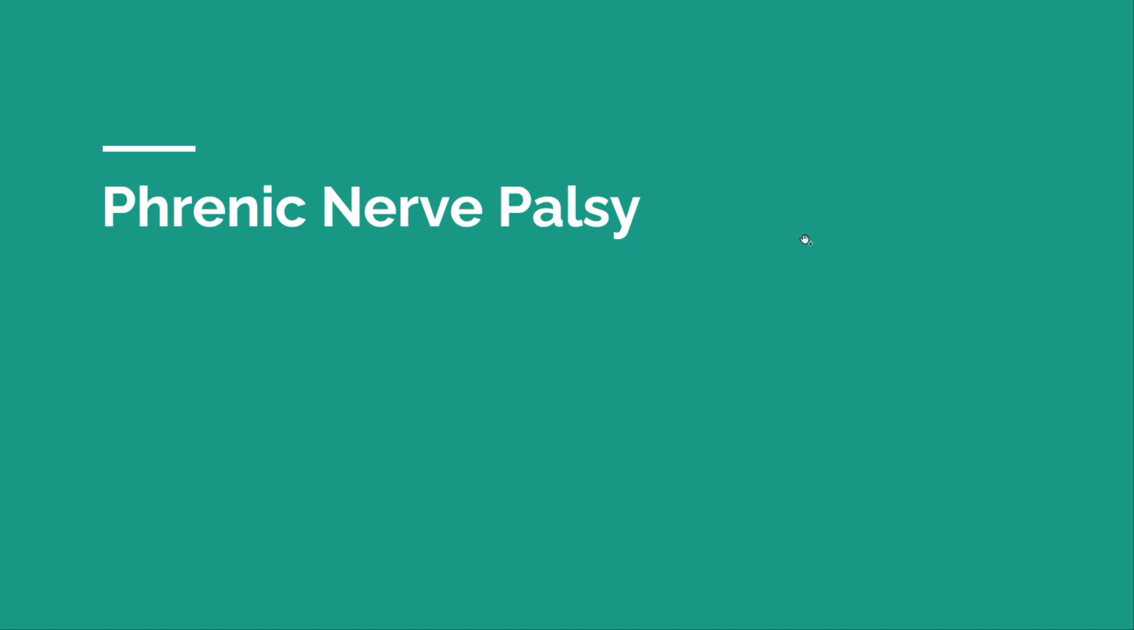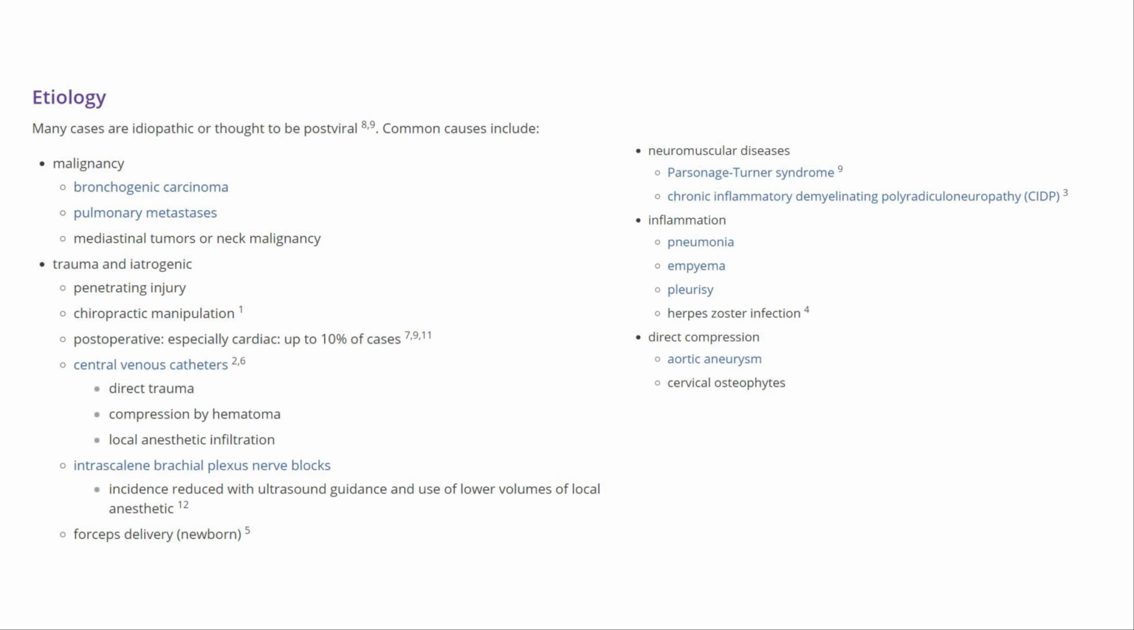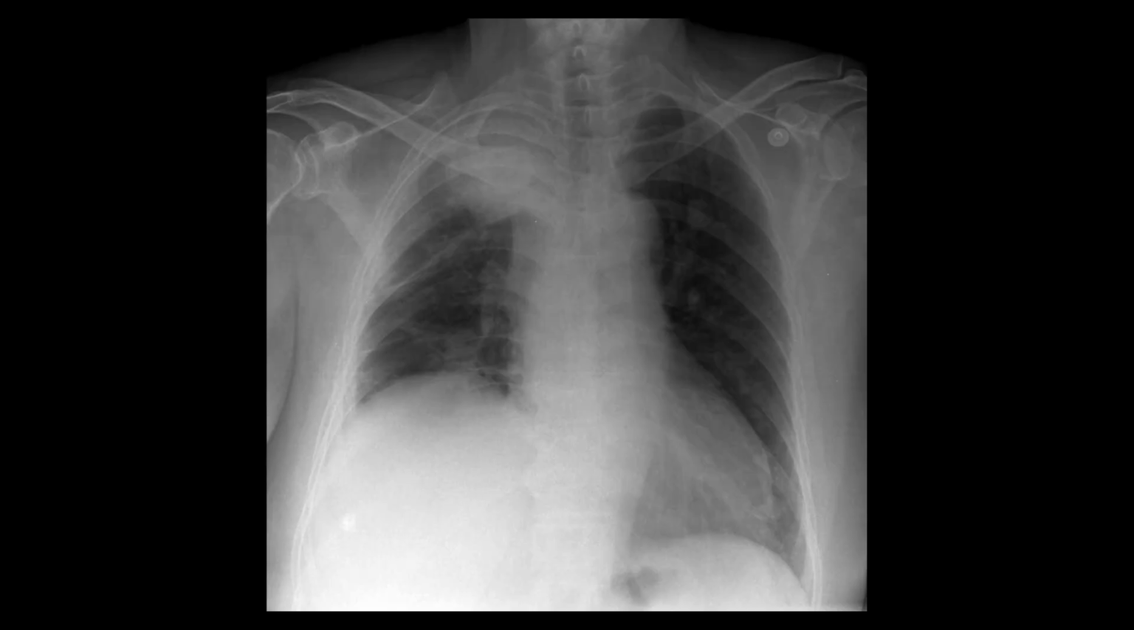So phrenic nerve palsy, I just wanted to throw it in because it's something that comes up in anatomy. You know that the phrenic nerve runs along either side of the heart and the medial surface of the lung hilum. So some of the things that could damage the phrenic nerve would be lung cancers, especially bronchogenic cancer. But also other things like trauma and nearby inflammation or compression by an aortic aneurysm that's large enough. But I just want you to be aware that it could be a sign of lung cancer, and this is what the X-ray will look like.